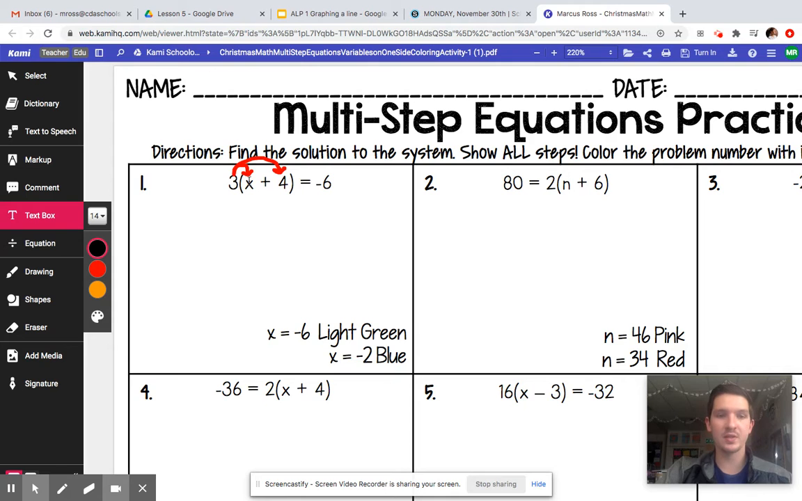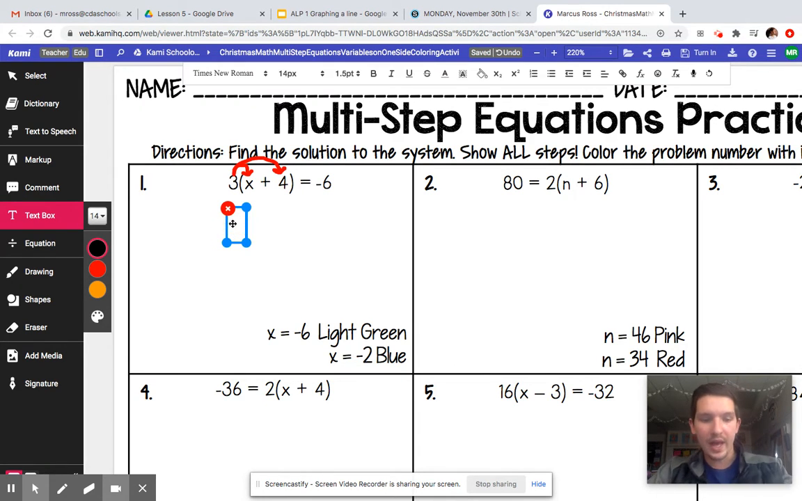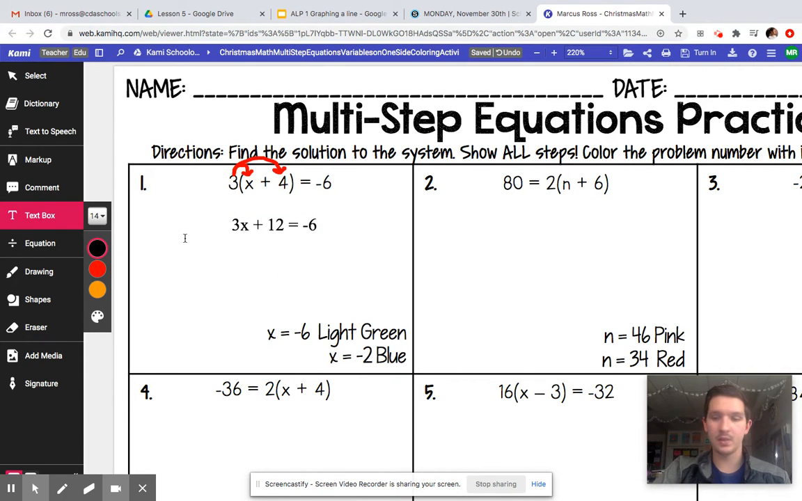And remember, this is a positive 4 because the sign in front of your numbers stays with it, right? So we have 3x plus 3 times 4 is 12. We haven't done anything with our equals or our -6. So now we're at 3x plus 12 equals -6. All right, that was step 1.